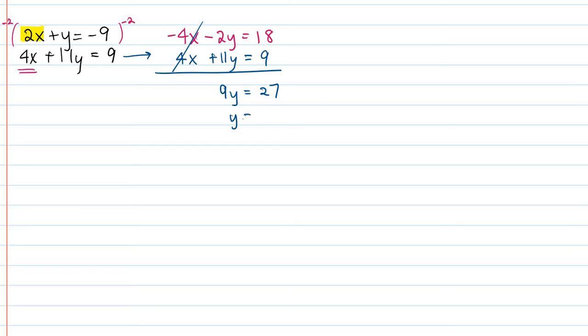We can divide by 9 on both sides and we get y equals 3. Then to finish it off, we'll take that 3 and plug it back into one of the equations. I chose the first one. I'll subtract 3, so I get 2x equals negative 12, which means x is going to be equal to negative 6. And I finish it off by writing my solution as a coordinate pair.